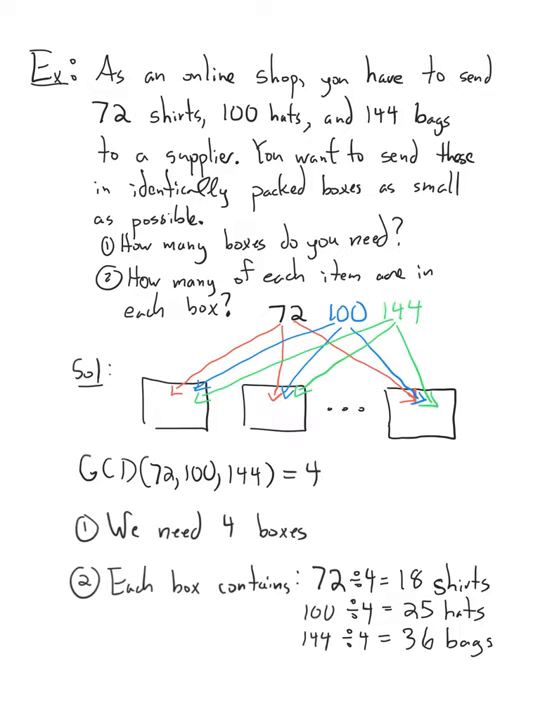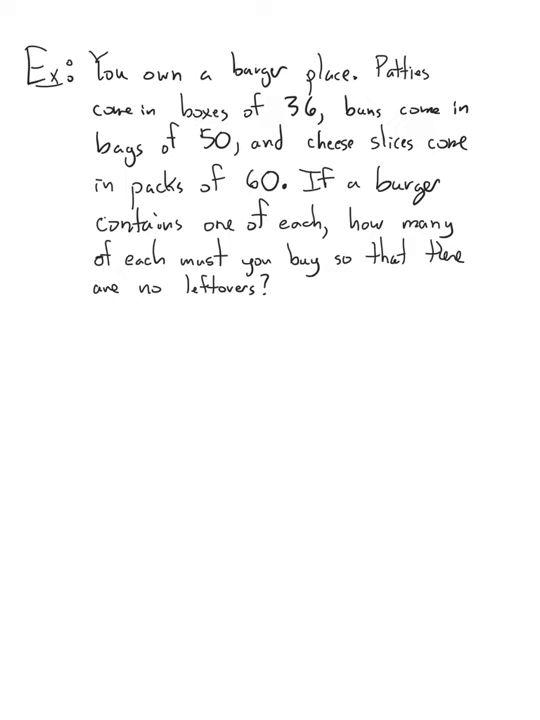Let's look at another word problem. All right. So let's say that we own a burger place. And we need, for our burgers, we need patties, buns, and cheese slices. Now, patties come in boxes of 36 from our supplier, buns come in bags of 50, and cheese slices come in packs of 60.